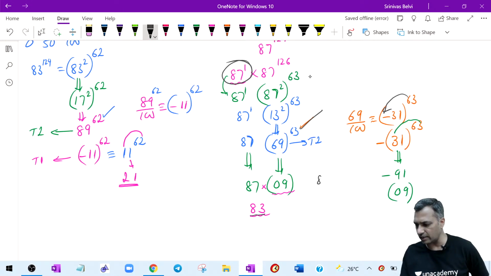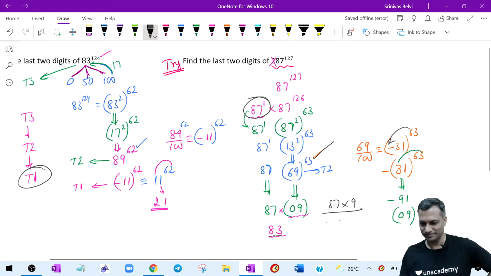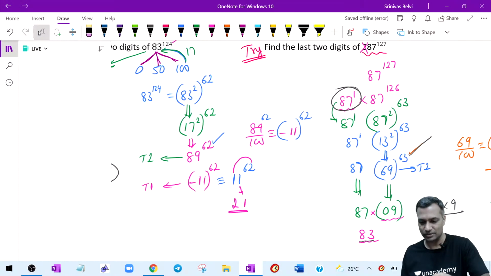No, 87 into 9. Why don't you multiply, Mohit? What big deal? It's a 3-digit number. Get the last two digits as the answer. Yeah, 87 into 9. Oh, you added, you are trying to say, okay, no problem. No worries. That happens.